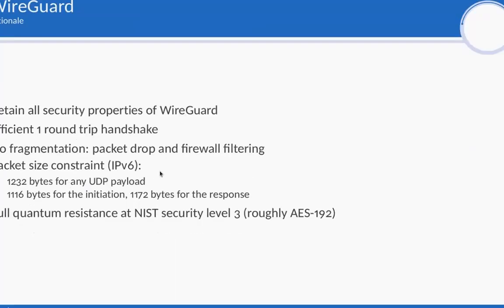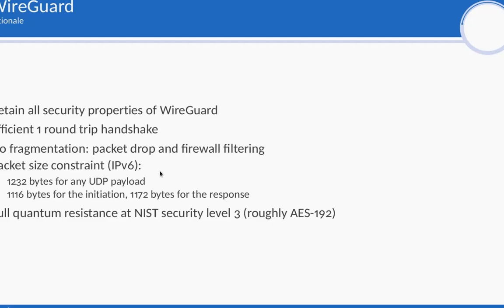So is key confidentiality the best we can do in the post-quantum world? This is, of course, not the case. But we would like to keep all the security properties of WireGuard while maintaining its one round-trip design. In addition, we would like to avoid packet fragmentation because it causes problems, including having to deal with firewall filtering. This means that we have a packet size constraint of 1280 bytes imposed by IPv6.